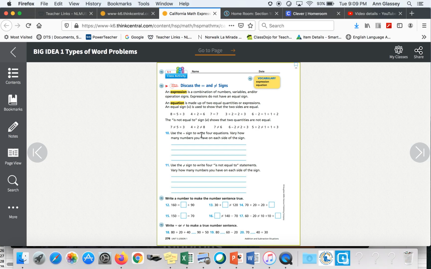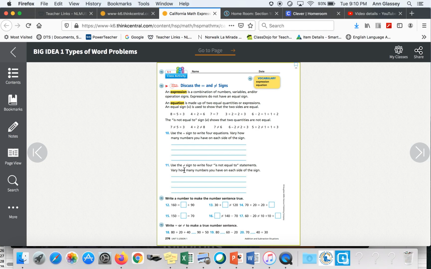Use the equal sign to write 4 equations. Vary, that means change, how many numbers you have on each side of the sign. So here you can see they had one number and then two numbers. Here they had two numbers and then one number. Here they had one number and then one number. Here they had two numbers and then two numbers. You cannot copy these exact same equations, but you can see the style that they did it in and choose 4. Just use different numbers.